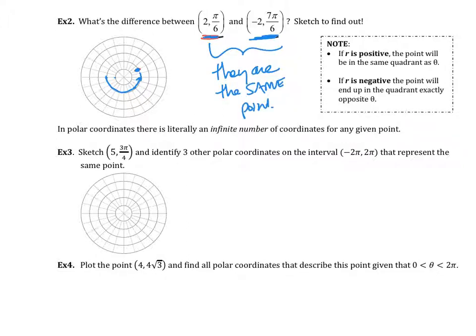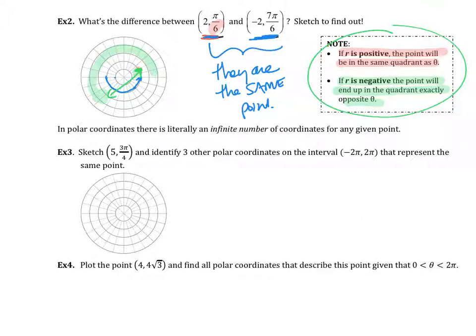So let's look at this nice little section on the right hand side. It says if R is positive, the point will be in the same quadrant as theta. So theta was in the first quadrant, R was positive, so we ended up in the first quadrant. If R is negative, then you end up in the opposite quadrant. So when I rotate to 7 pi over 6, I'm here in the third quadrant, but really my answer, because R was negative, is in the first quadrant. So it's the exact opposite quadrant that you were originally in. So that's a nice little tip.